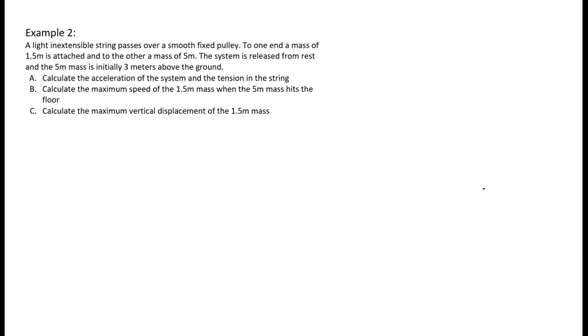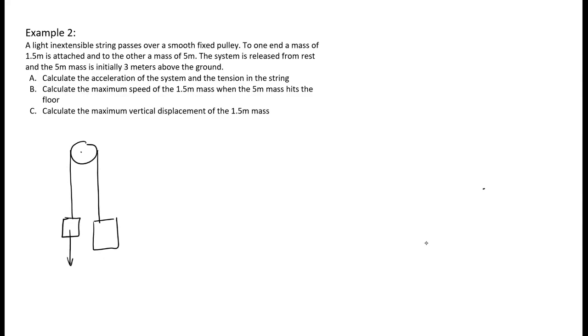Okay. As with example 1, it's sensible just to go through and draw out the situation as the first step. So a light, inextensible string passes over a smooth, fixed pulley. To one end a mass of 1.5 m is attached, and to the other a mass of 5 m. Once the picture is drawn, add the forces.